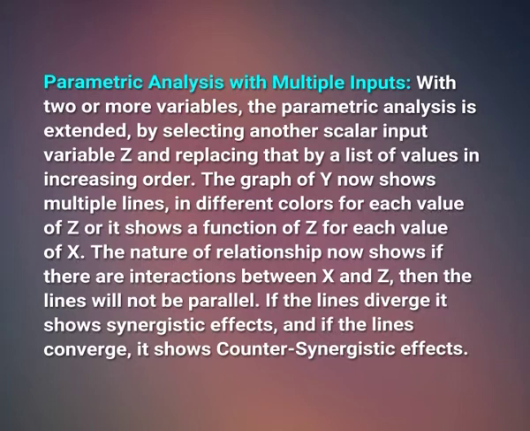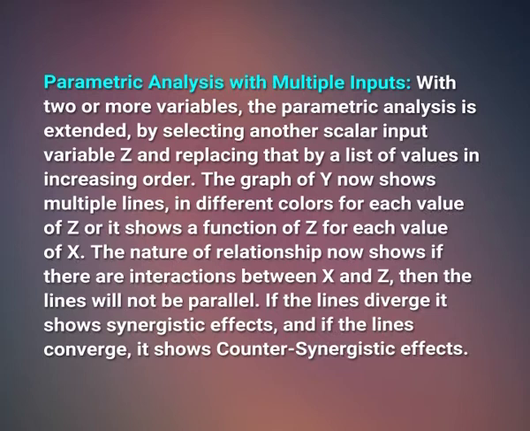Parametric analysis with multiple inputs. With 2 or more variables, the parametric analysis is extended by selecting another scalar input variable z and replacing that by a list of values in increasing order. The graph of y now shows multiple lines in different colors for each value of z, or it shows a function of z for each value of x.